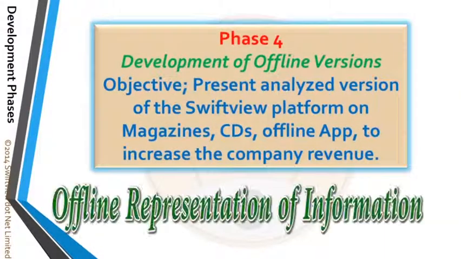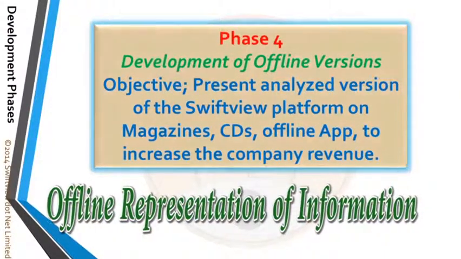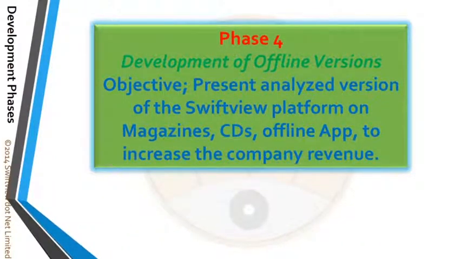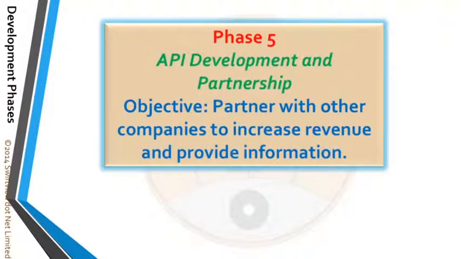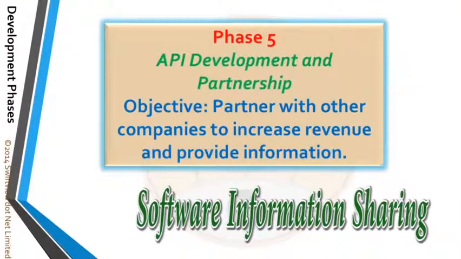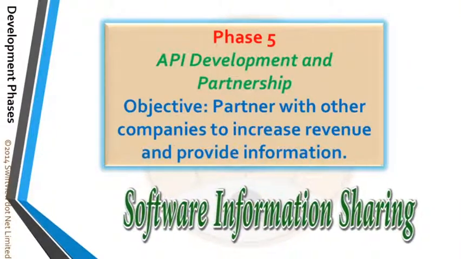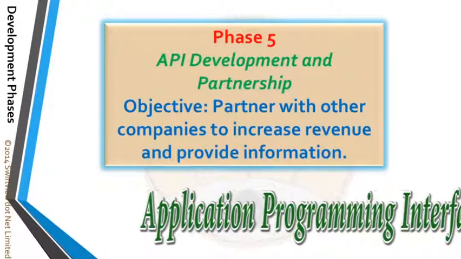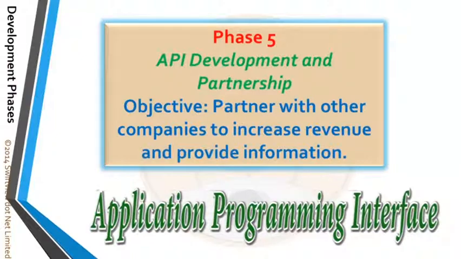At phase 4, we want to start making different information from the platform available to the public offline. This is when we start producing and selling magazines, CDs, and DVDs. In phase 5, we hope to be in a position where we enter long-term agreements with companies who may be interested in our API. If you have not heard the term before, it is application programming interface, used in software development. Let me run you through what we have done and where we are.